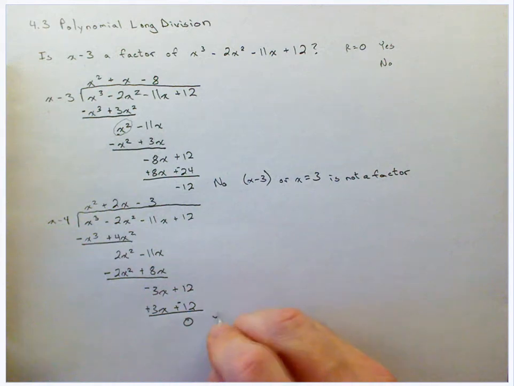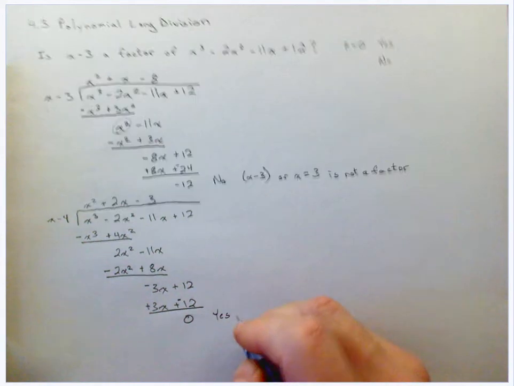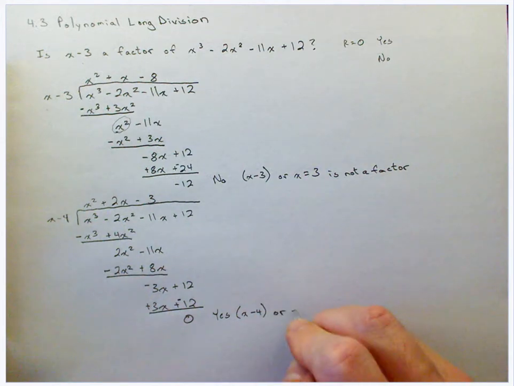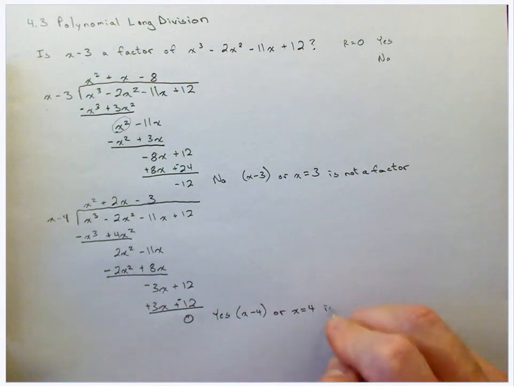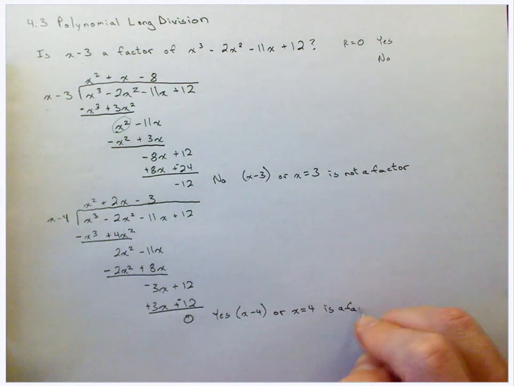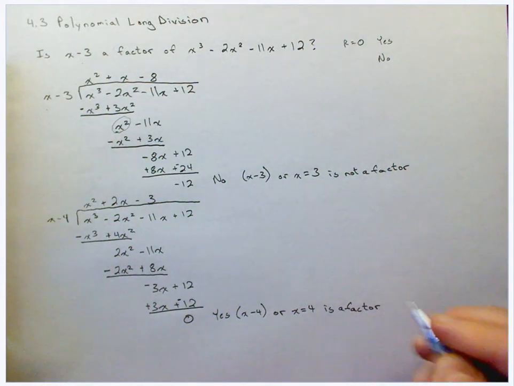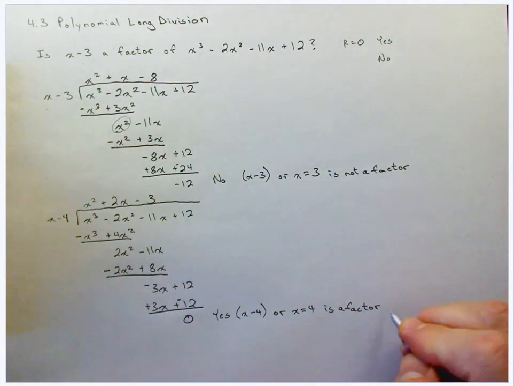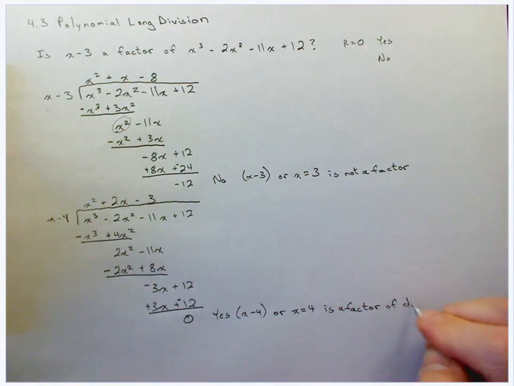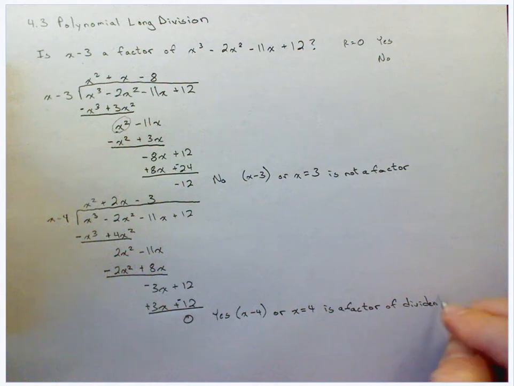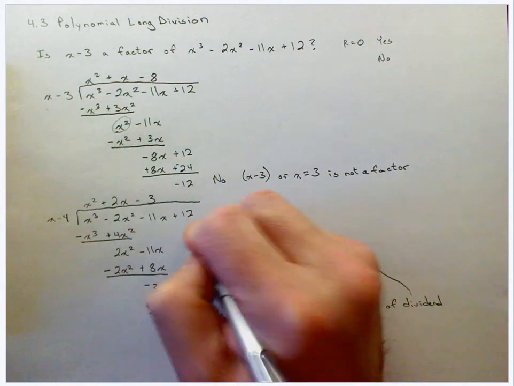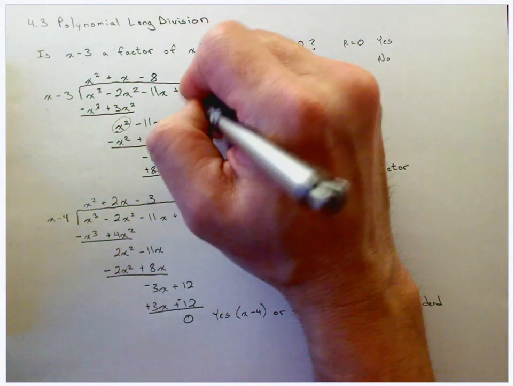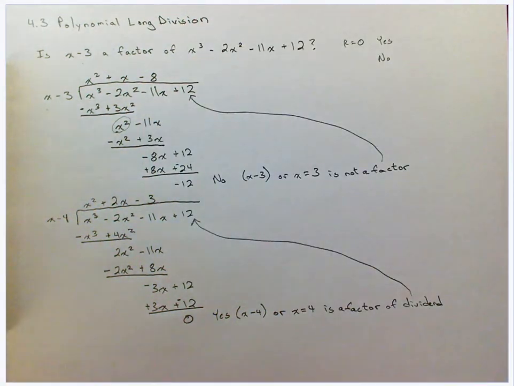So yes, x minus 4 or x equals 4 is a factor of the dividend. It's a factor, and I'll write it like that, of dividend. It's not a factor of the dividend. Okay, that's what we're looking at.